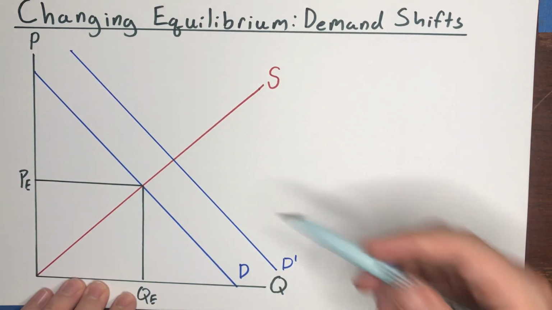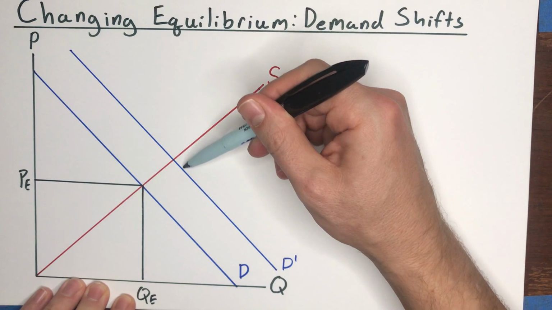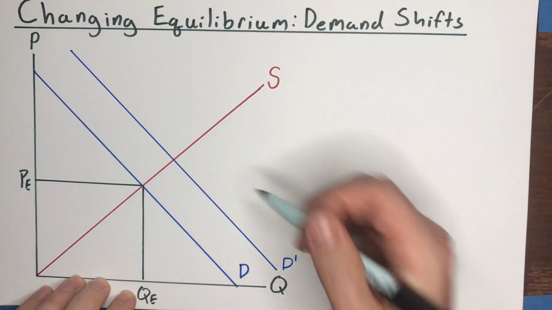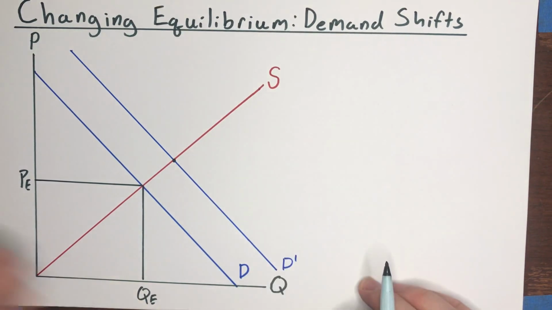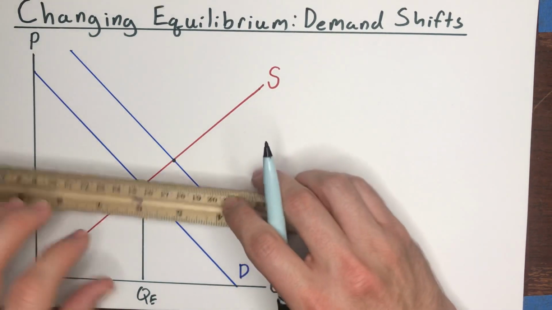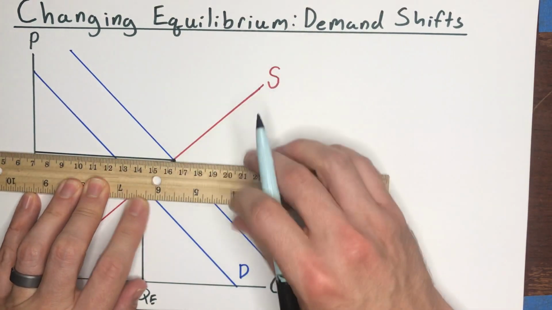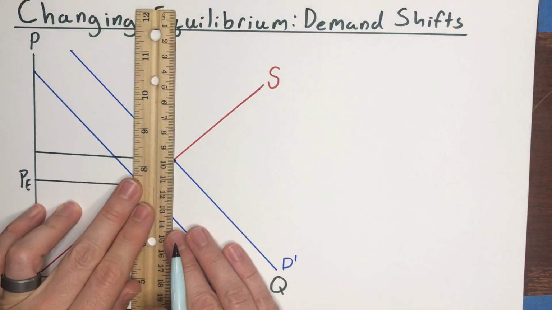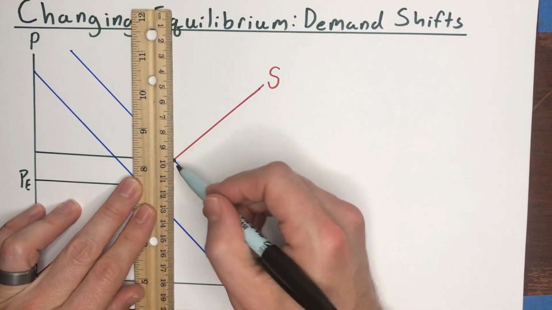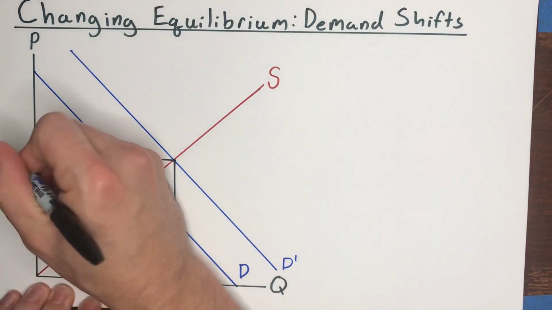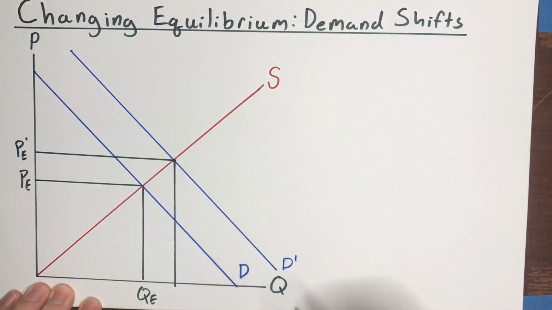As the price increased, buyers would want to buy less of the product, sellers would want to sell more of the product, and eventually they would meet in the middle here at the new equilibrium. So we'll call that new price PE prime, new quantity QE prime.